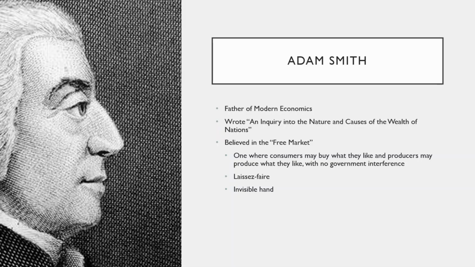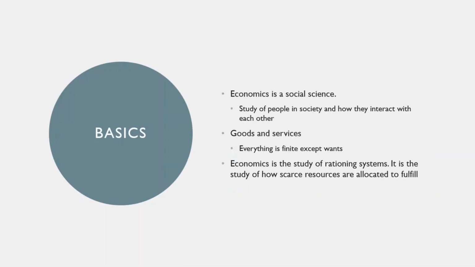So getting started, Adam Smith is one of the people you should know. He is the father of modern-day economics. He wrote An Inquiry into the Nature and Causes of the Wealth of Nations. It's mostly called The Wealth of Nations. He believed in the idea of the free market, one where consumers may buy what they like and producers may produce what they like with no or limited government interference. The idea of laissez-faire and the idea of the invisible hand, which is market forces from supply and demand meeting at an equilibrium price, come from his brilliant mind.